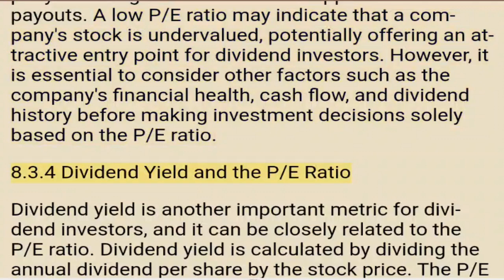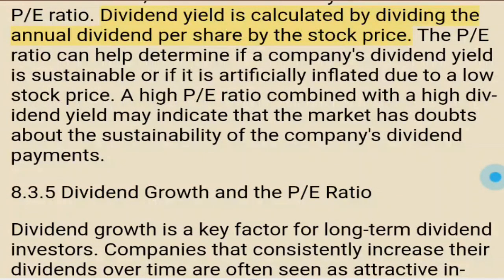8.3.4 Dividend yield and the P/E ratio. Dividend yield is another important metric for dividend investors, and it can be closely related to the P/E ratio. Dividend yield is calculated by dividing the annual dividend per share by the stock price. The P/E ratio can help determine if a company's dividend yield is sustainable or if it is artificially inflated due to a low stock price. A high P/E ratio combined with a high dividend yield may indicate that the market has doubts about the sustainability of the company's dividend payments.